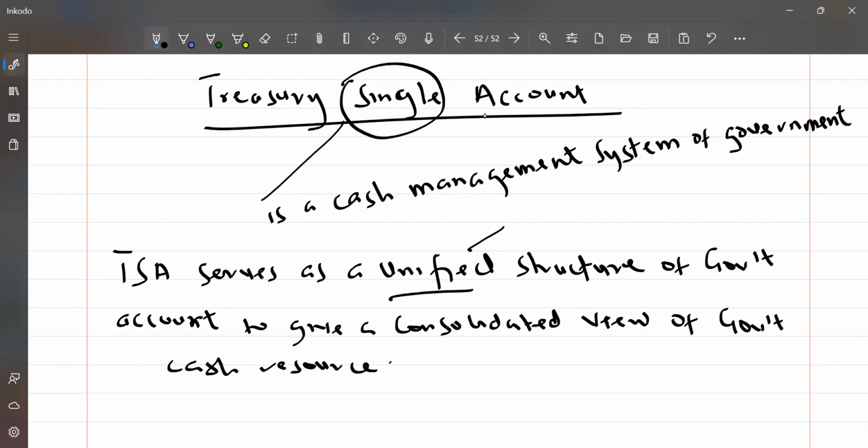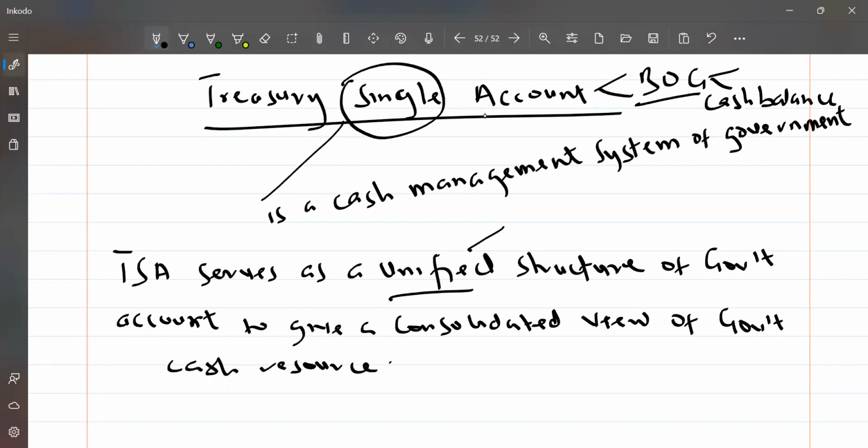It gives an effective aggregated control over government cash balances. So this account is supposed to be with Bank of Ghana. So on a daily basis, Bank of Ghana will know the cash balances of the consolidated cash element. Is that clear? Very well.